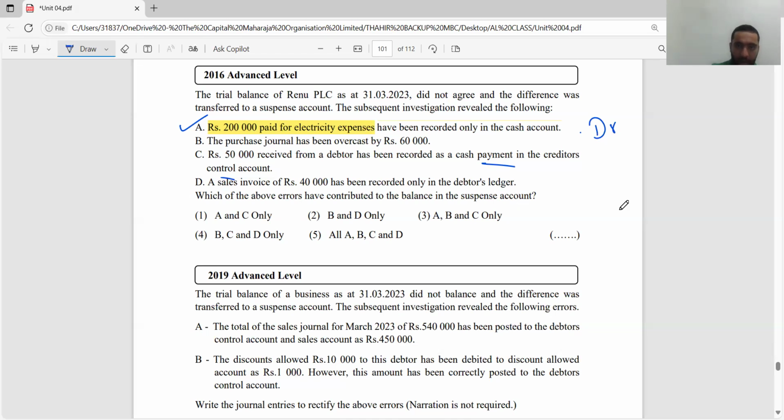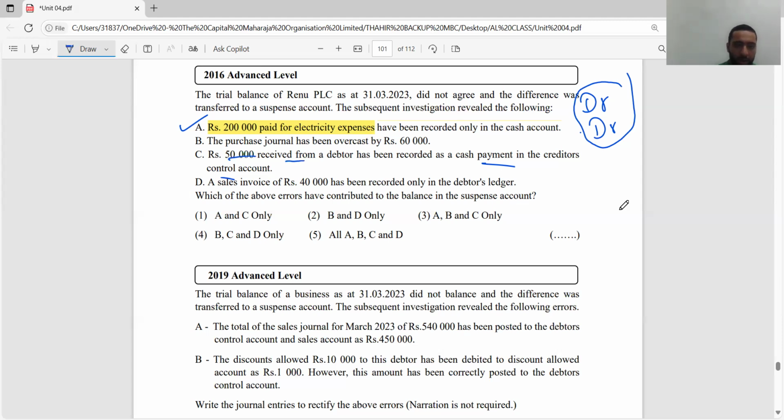Okay, you pay to the creditor, what will happen? Your creditor will go down. Creditor is a liability. If a liability reduces, you record it on the debit side. Both are debit. Now you know that you need a suspense account. Why? Both are recorded on the debit side, so there will be a difference on the credit side. Understood, children?